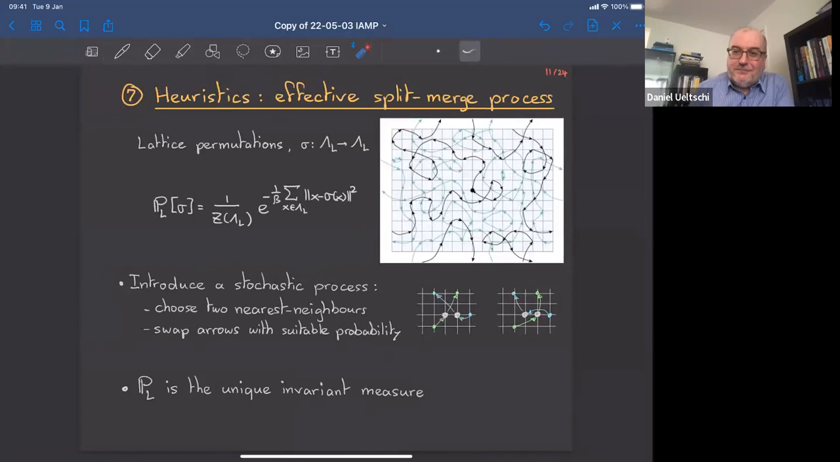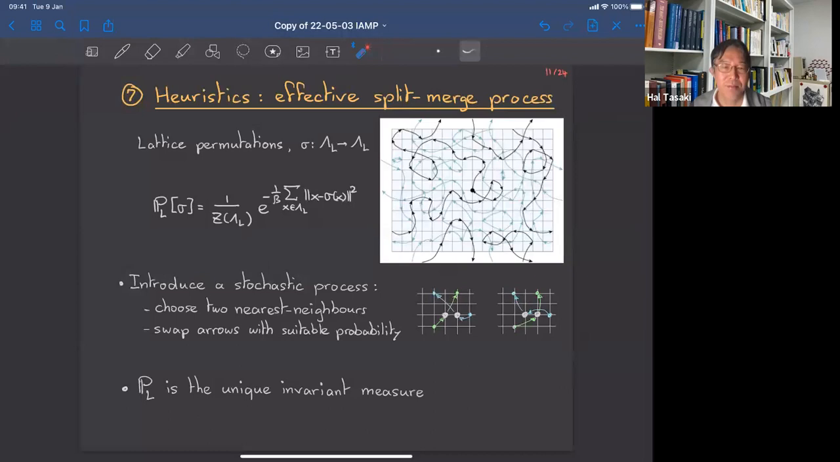Okay. So that should belong to this KT class. Yeah. But it's a delicate subject because for n equals two, you expect Kosterlitz-Thouless, and for n equals three and higher, one expects not. Very interesting. Thank you.